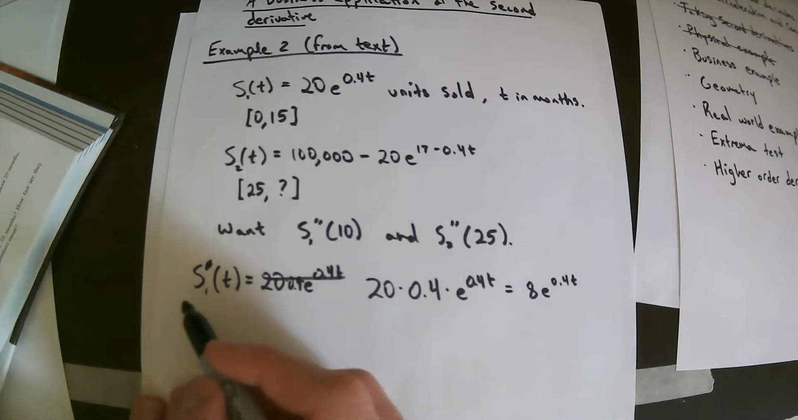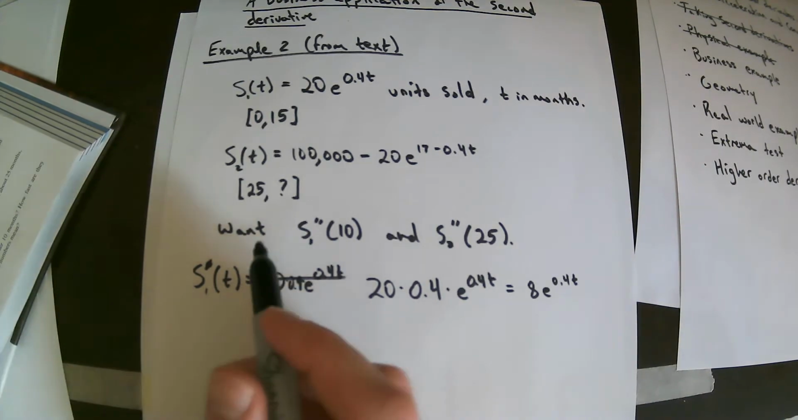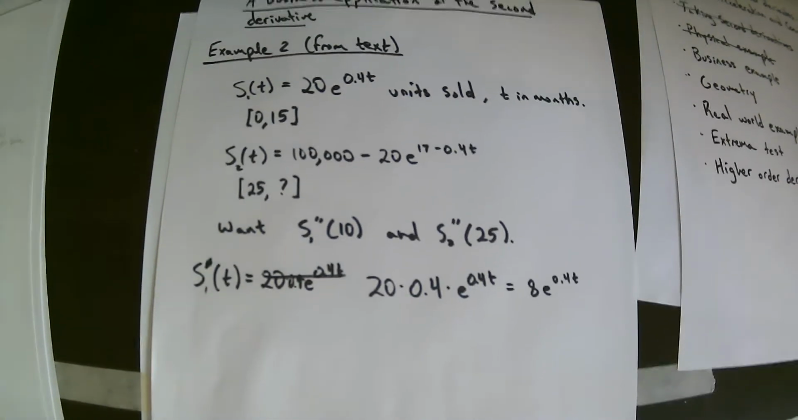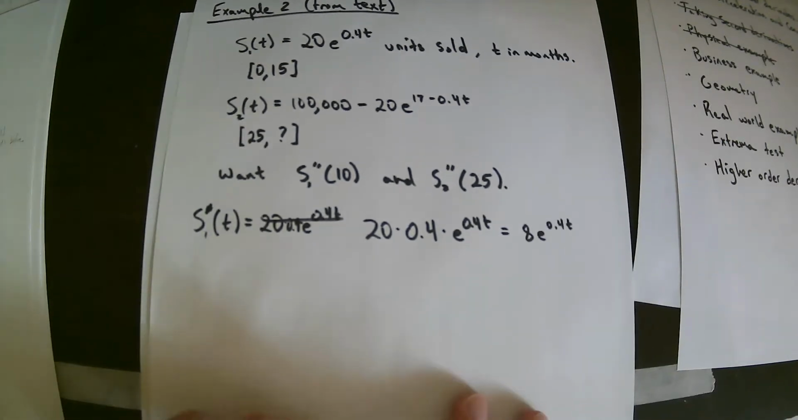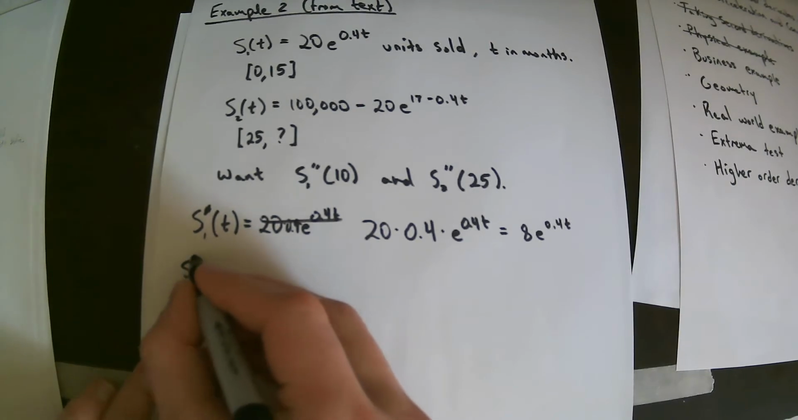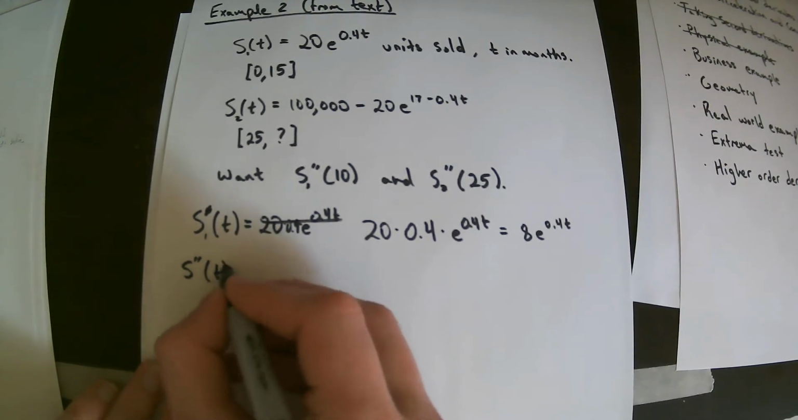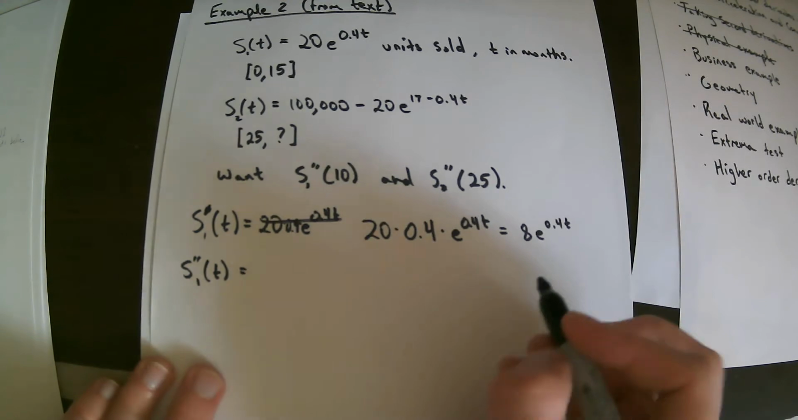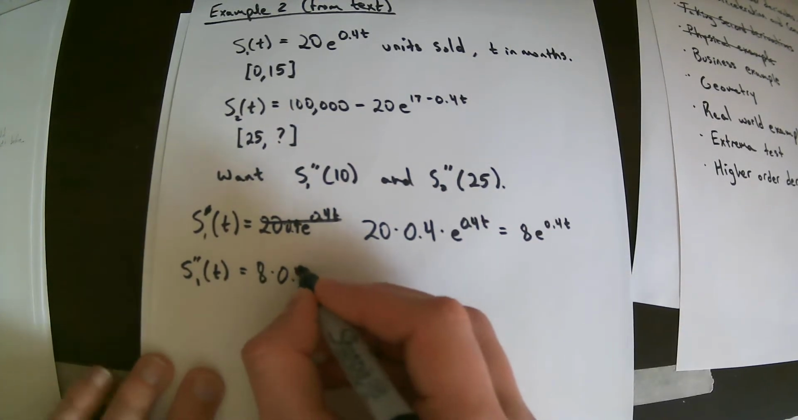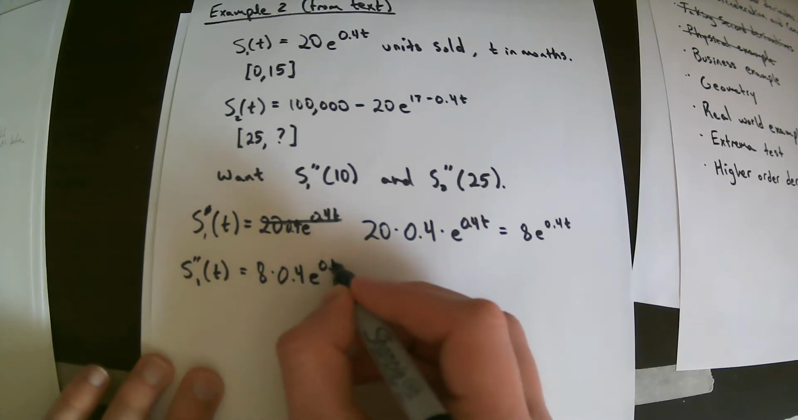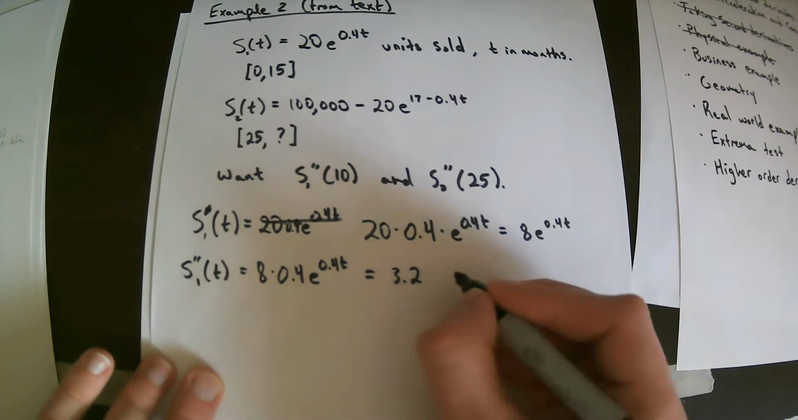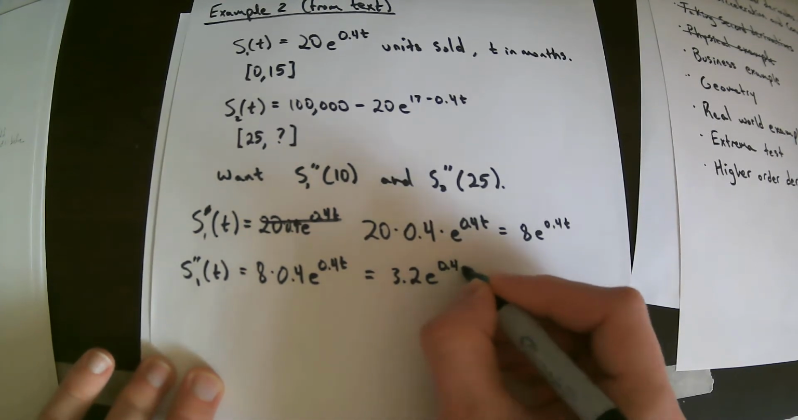Alright, so this is the first derivative, which is going to measure the speed of sales. We want the second derivative because they want acceleration of sales. So second derivative of the first function. So take the derivative of this. It's just going to drop another 0.4 up front. And what is 8 times 0.4? That's 3.2. And then there we go.